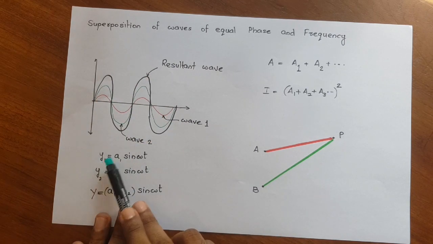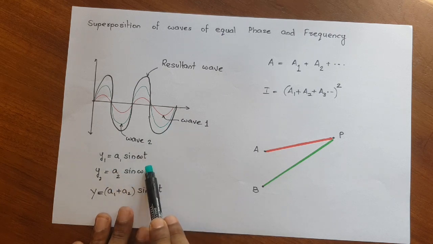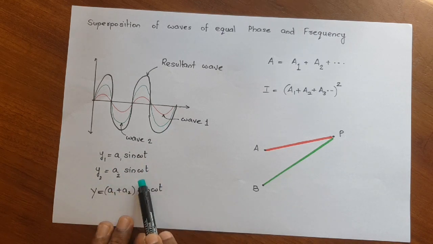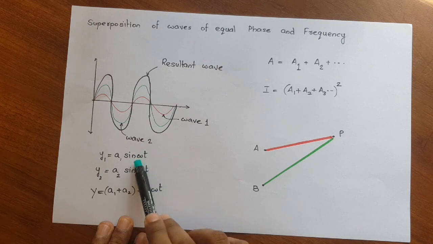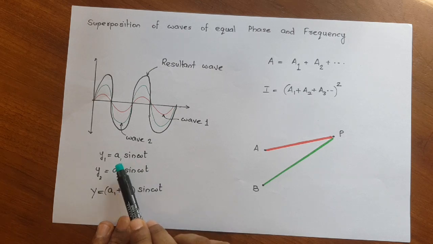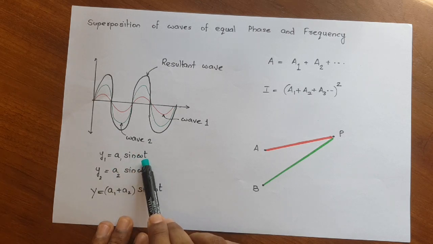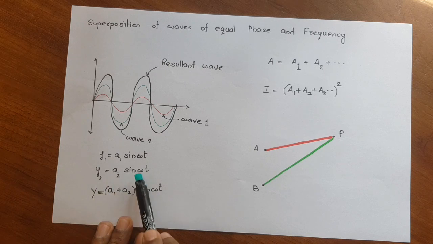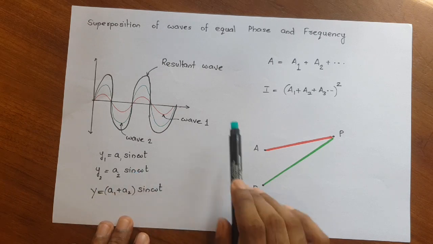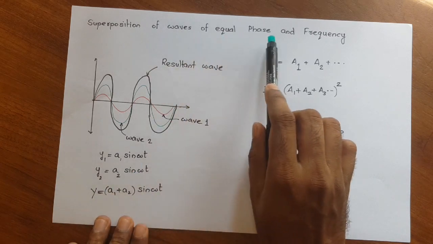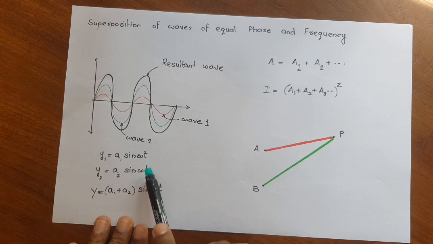See, I have written the equation of the first wave, y1 is equal to a1 sin omega t, and y2 is equal to a2 sin omega t. What you can observe over here? The frequency is the same, the omega value is same, and their phase is same. What is the phase of the first wave? It is the argument of the sine function. So here the phase is omega t. For the second wave, the phase is omega t. So we have the condition that waves of equal phase, that is why I took the two waves with same phase, and also their frequencies are the same.